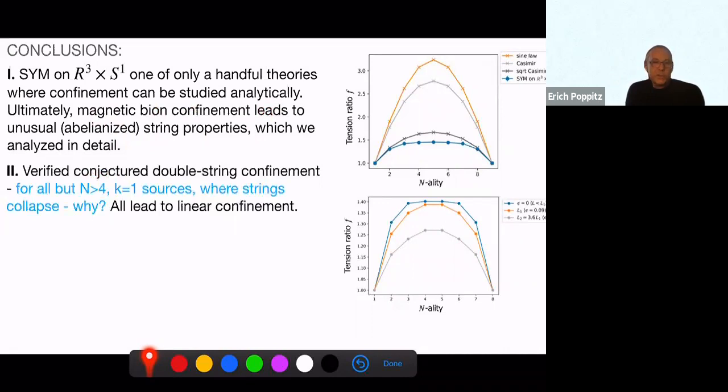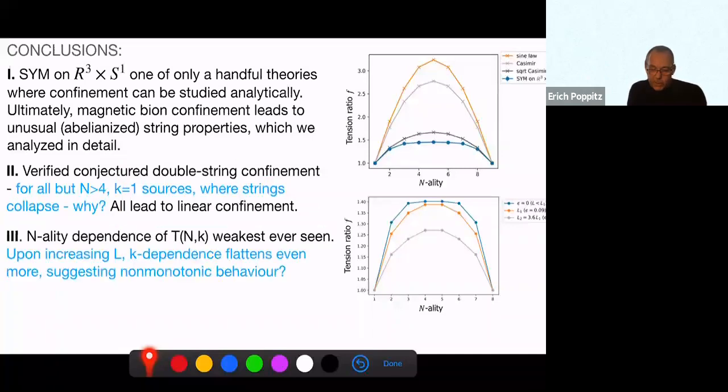We verified that double string is indeed what happens, apart from fundamental strings. I don't know why this happens and why it only happens for fundamental strings. Maybe it happens if you increase n past 20. Maybe it happens for other strings. We don't know, but that's what happens. And all of these stories lead to linear confinement. Finally, the N-ality is weakest ever seen.